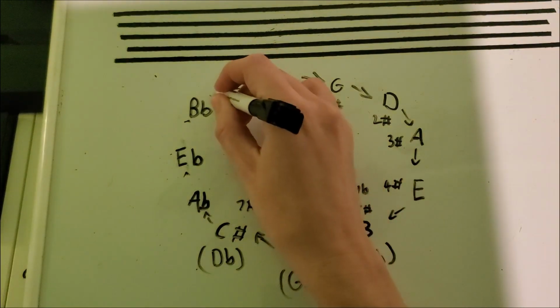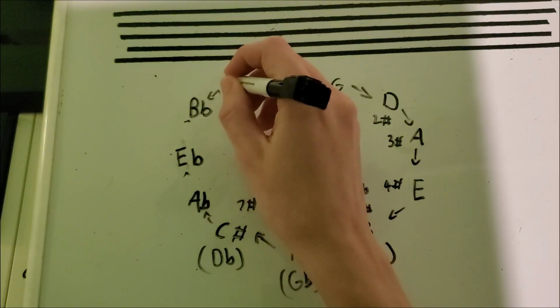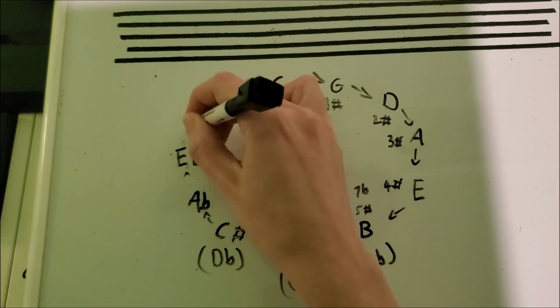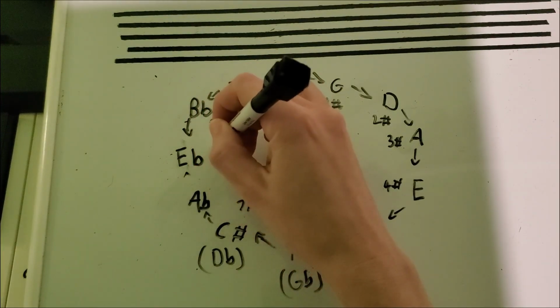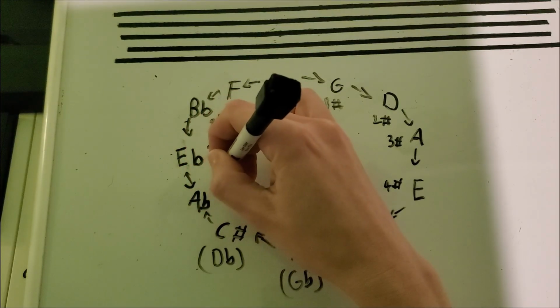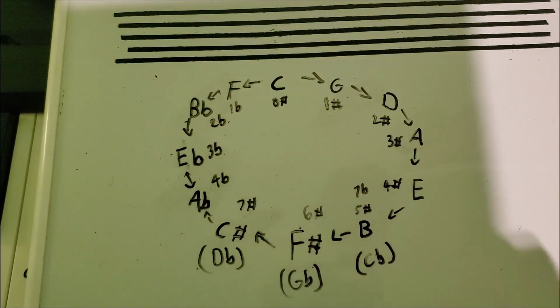Now we're going to keep going down another 5. We're going to have 2 flats for B flat. We continue the pattern to E flat. That's 3 flats. And then 4 flats for A flat. And that is how we count out our flats.